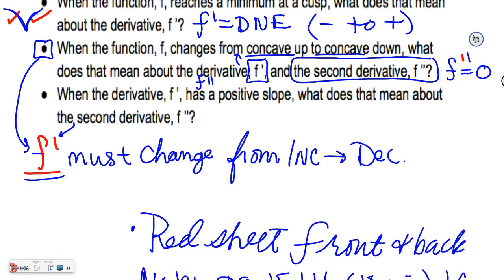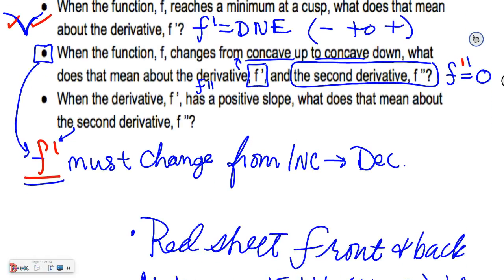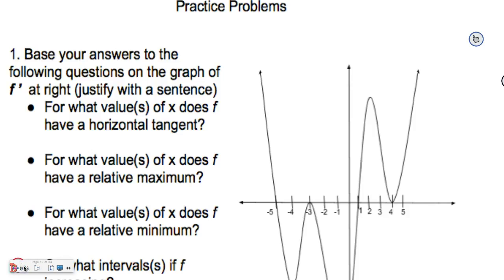And last step, when the derivative f prime has a positive slope, that means its derivative, because every slope is a derivative, so its derivative is positive. Well, what do we know about f double prime being positive? It means, well, f double prime is positive, but what does it mean about f? It means it's concave up. So that's it for that page.